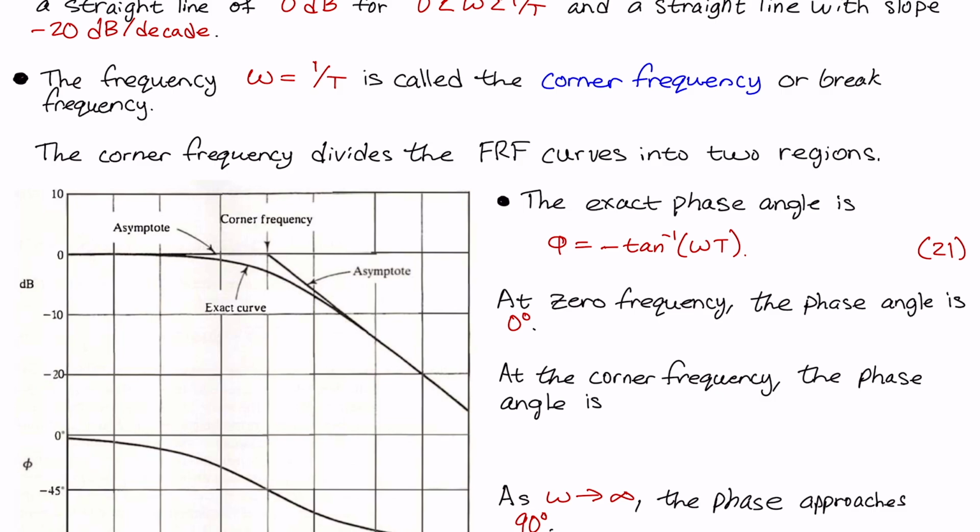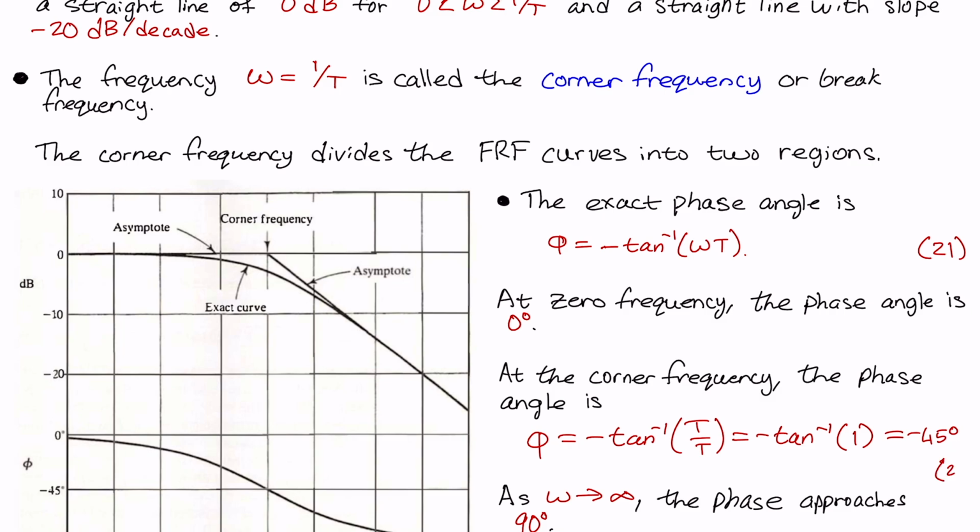So first, at 0 frequency, the phase angle is going to be 0. And then at the corner frequency, phi will be equal to minus the inverse tangent of T over T, which is just minus the inverse tangent of 1, which is then equal to minus 45 degrees, and that's our equation 22. And then lastly, as omega approaches infinity, the phase is going to continue down until it reaches minus 90 degrees.